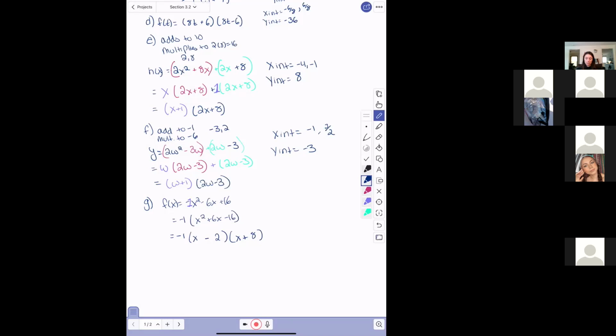So now that we've factored this, go ahead and find the x and y intercepts.